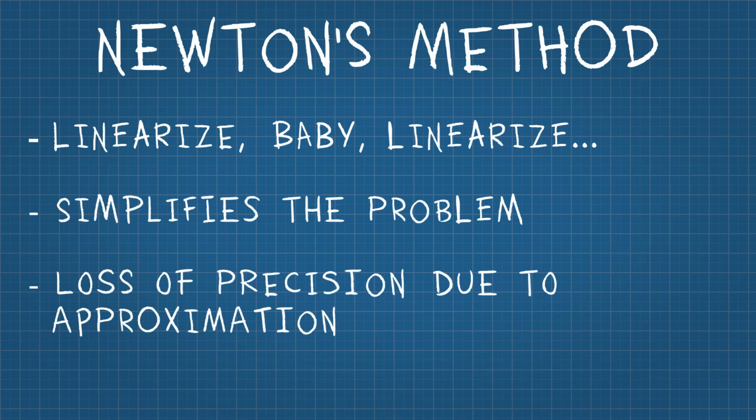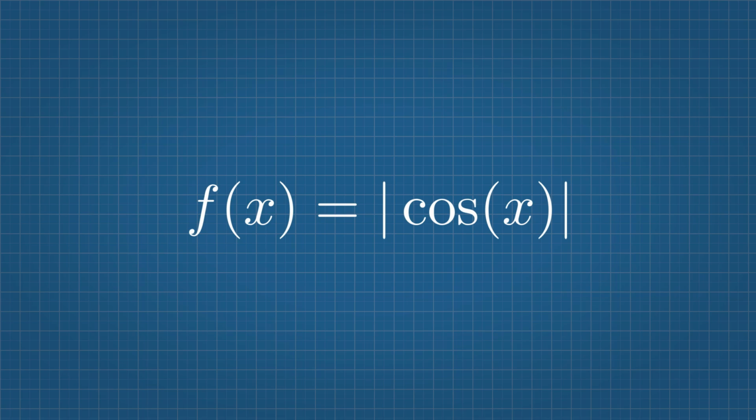Instead of using the objective function that we derived earlier, let's take this simpler function as an example. Absolute value of cosine of x. It has the same kind of shape but has a much simpler analytical formula. We can also solve for its roots exactly, so we can check that the algorithm works the way it should.